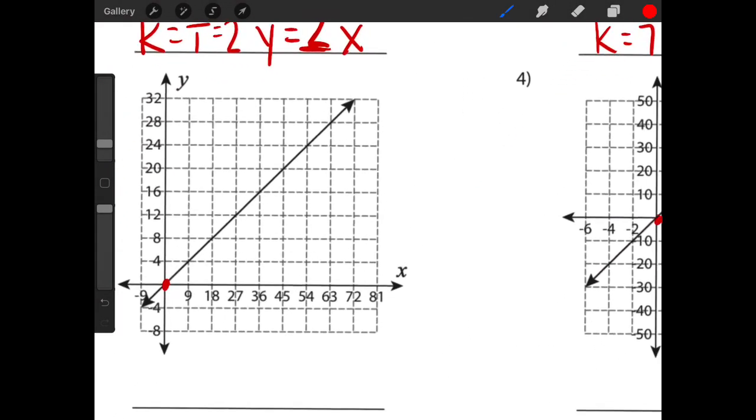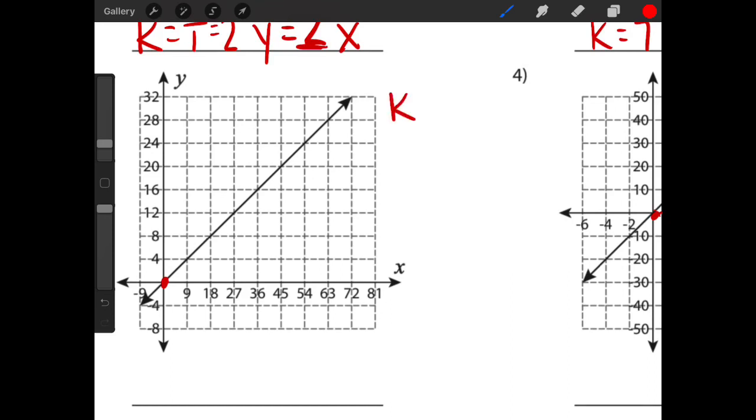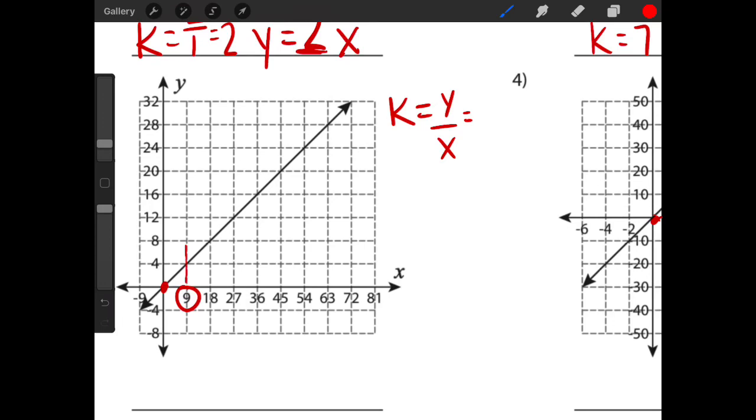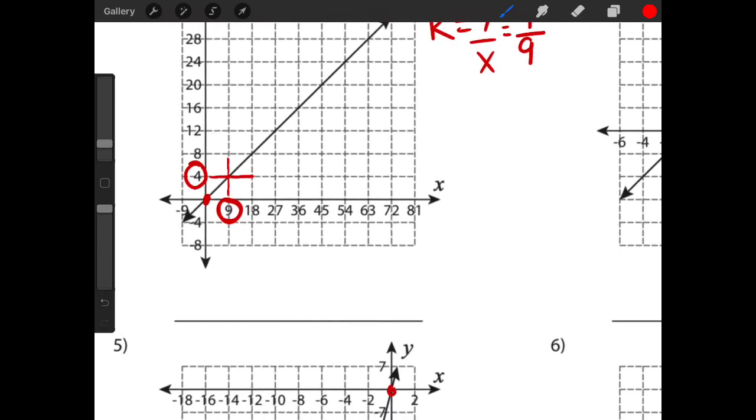All right, the next one. Remember, find k, which is y over x. And in this case, take a look. I don't have 1. I can't just make it 1. So what I'm going to do is I'm going to find any point that is on a perfect cross section. In this case, it's the very first cross section. And I'm going to use this y, which is 4. And I'm going to put it over that x, which is 9. And 4/9 is perfectly fine.